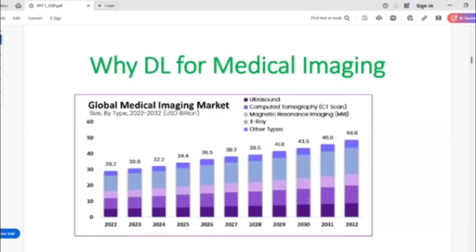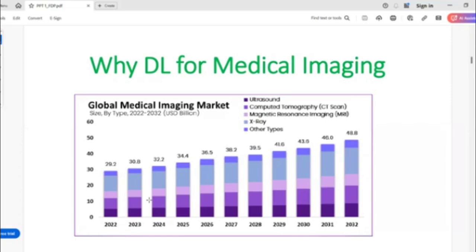So that is where deep learning came into the picture. Why deep learning for medical imaging? Look at the statistics. Now we are in 2024. In medical imaging, basically we will be focusing on 5 different scenarios: ultrasound images, CT scans, MRI scans, X-rays, and other categories. You can see here how the data is growing year by year.